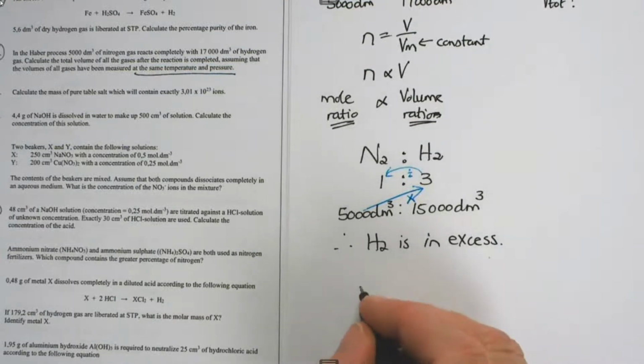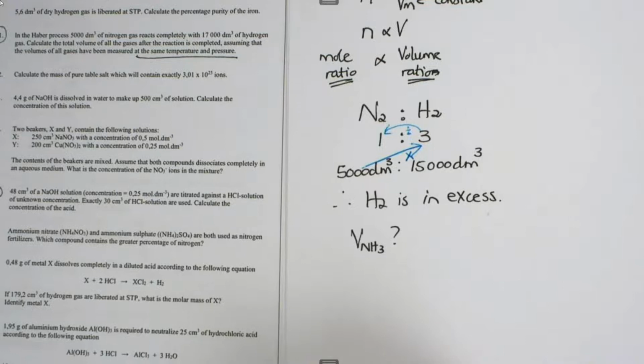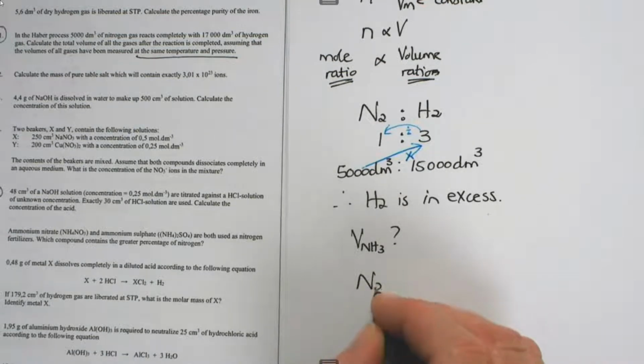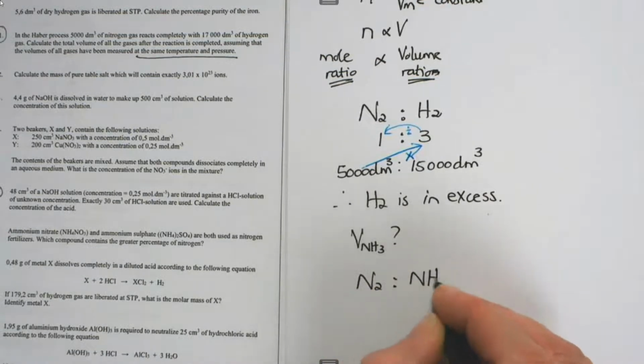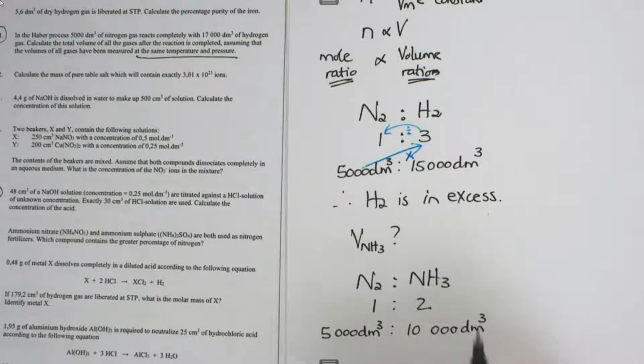Okay, now I must work out what is the volume of the ammonia formed in this case. You work with the limiting reagent. So I must take the N2 to NH3, and the ratio is, in front of the N2 is a 1, in front of the NH3 there's a 2. So that means it's 5,000 cubic decimeters. I take the 5,000, multiply it by 2, divided by 1, so this gives me 10,000 cubic decimeters.